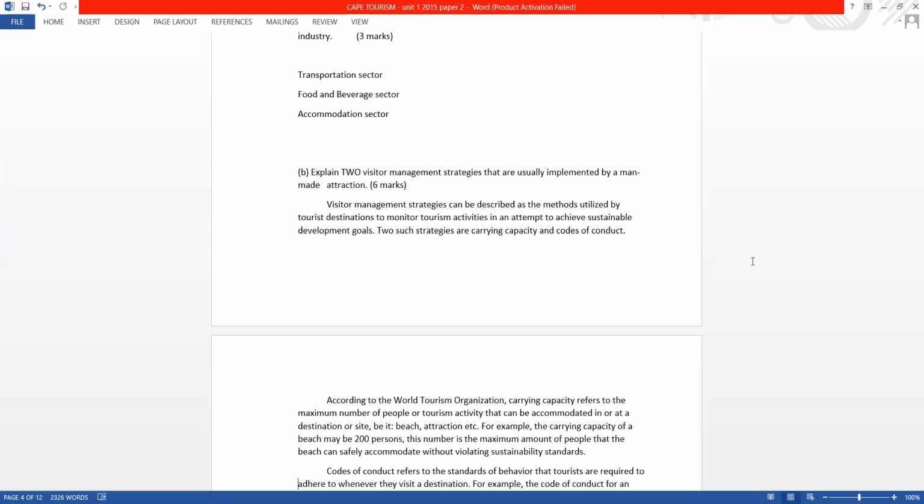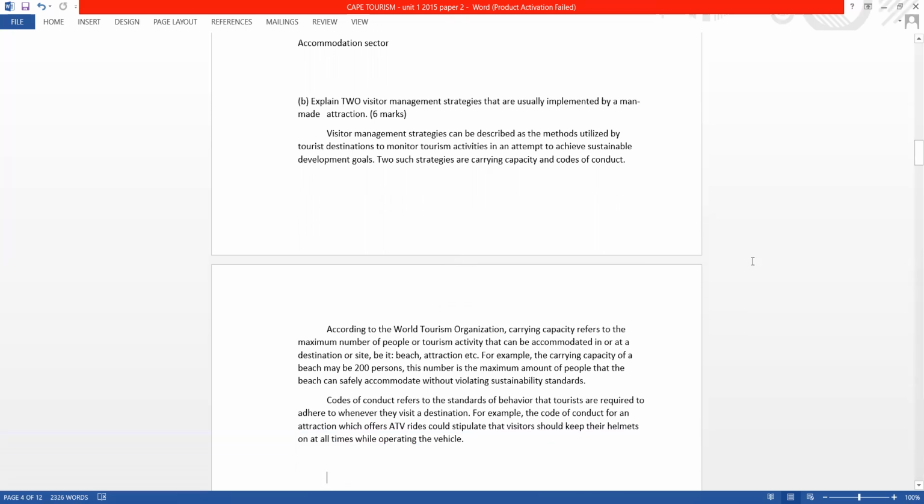So let us go in detail now. According to the World Tourism Organization, carrying capacity refers to the maximum number of people or tourism activity that can be accommodated in or at a destination or site, be it beach, attraction, etc.